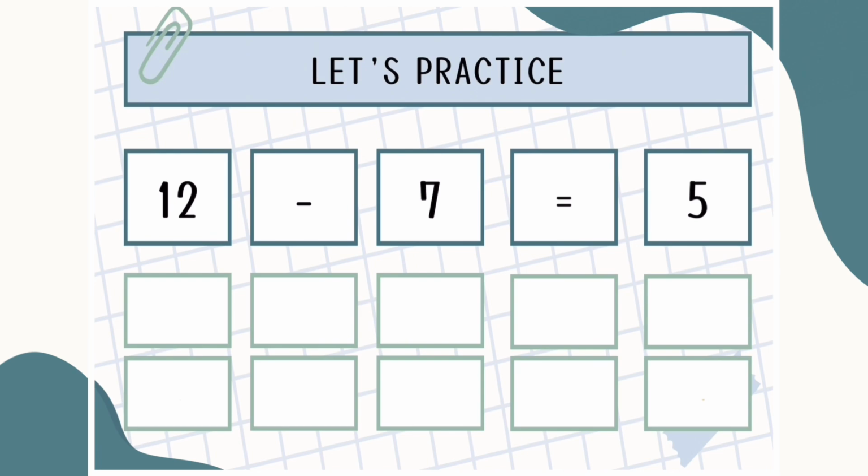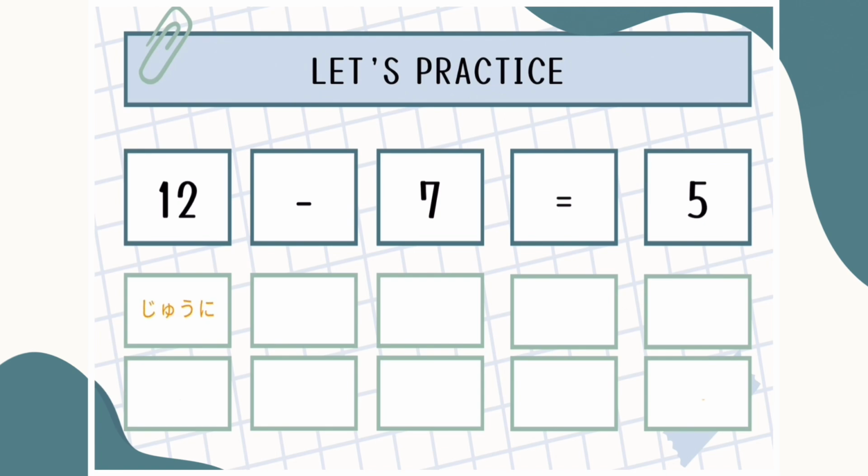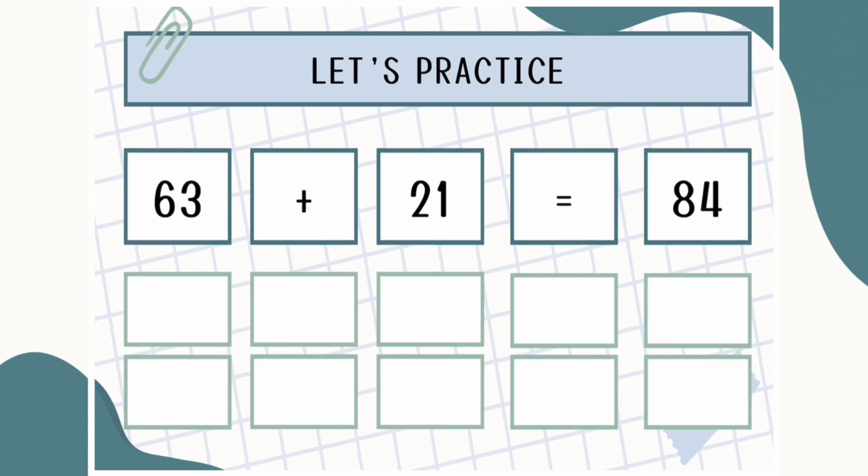Okay, let's practice. 12 minus 7 equals 5. I'm going to give you a second to think about this one. You can pause it if you need longer. And let's go over it. 12 minus 引く 7 equals は 5. 12引く7は5. Pause it if you need a moment.